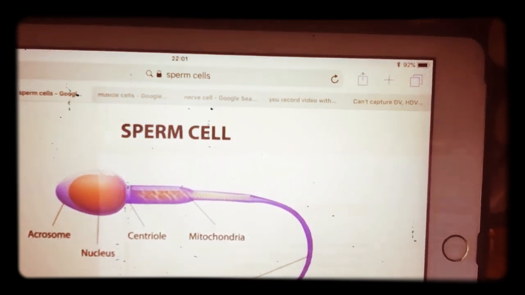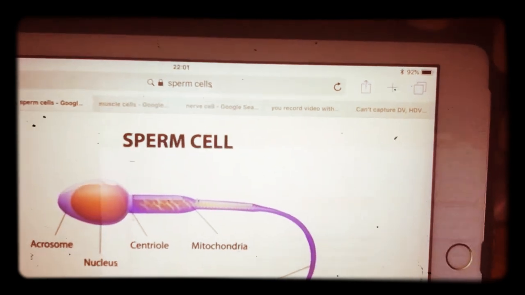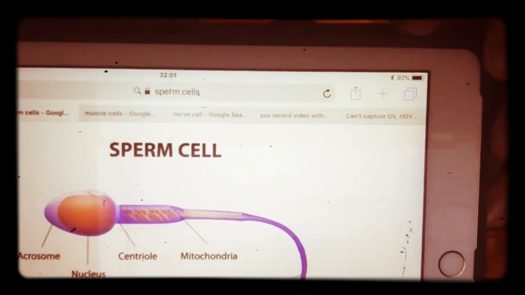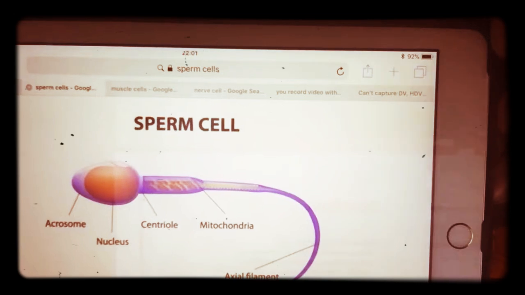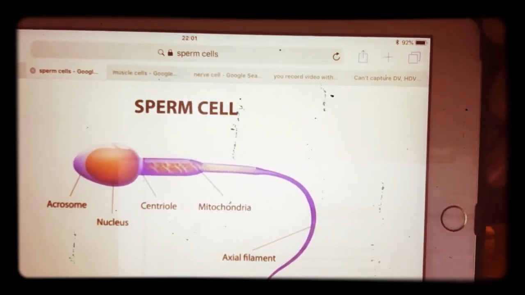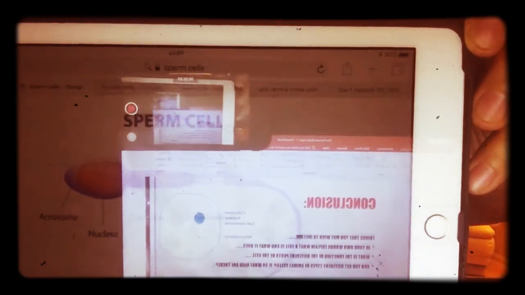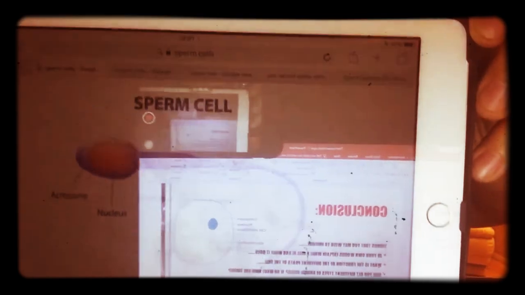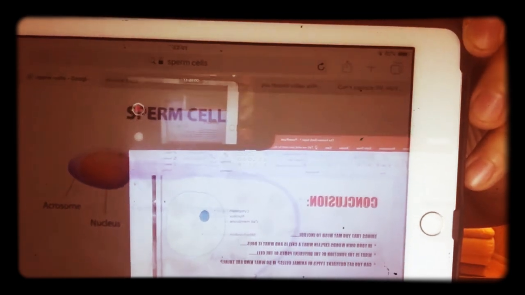The tail moves side to side, basically swimming, and it propels the sperm cell towards the egg cell. The actual movement would be in a corkscrew sort of motion. If you think about how a corkscrew goes into a cork when you put it into a wine bottle, or in another way, think of the propeller of a boat. It propels it forward like a boat.